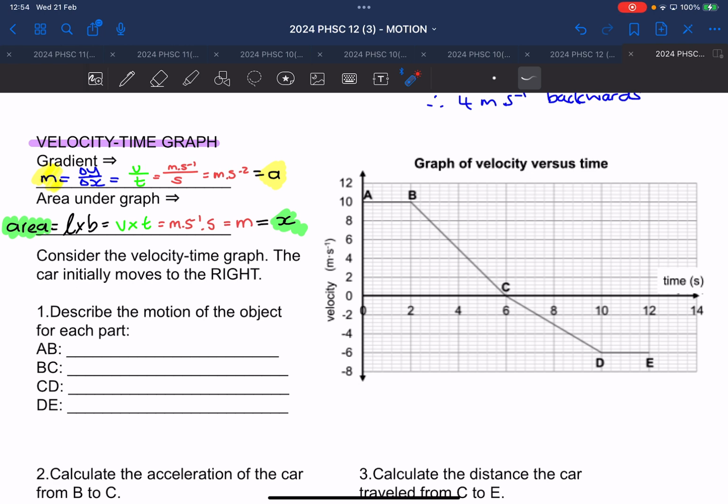Right. So it's moving at a constant velocity. Then it is slowing down until it comes to a rest. Okay?